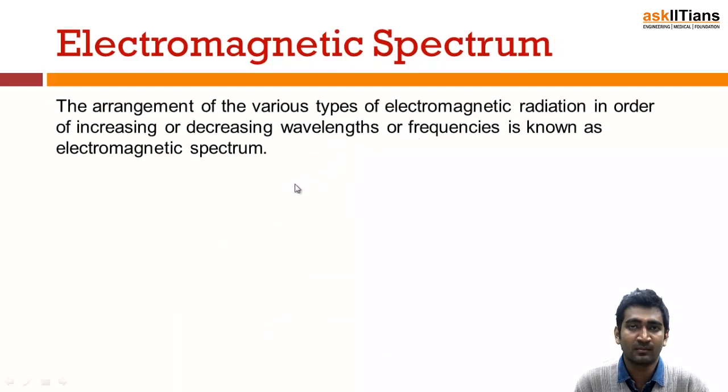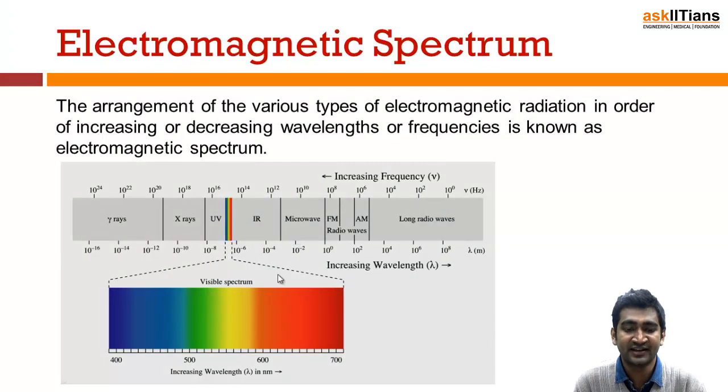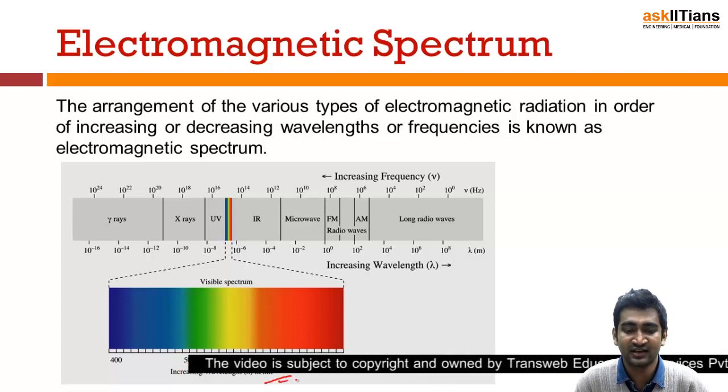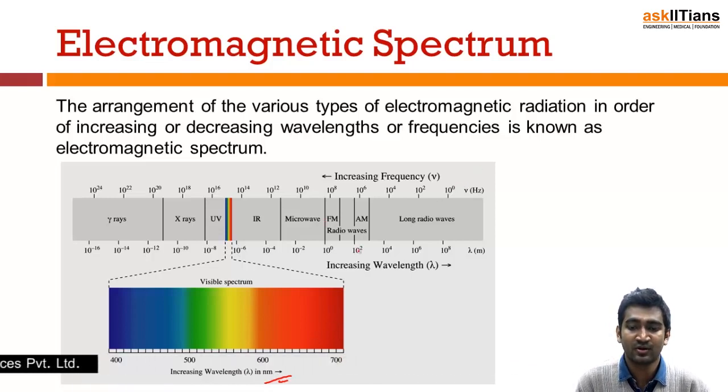So by spectrum, what do we mean? The electromagnetic spectrum is the order of increasing wavelength or frequency, or decreasing wavelength or frequency. This is of visible light, so that's why it is known as the visible spectrum, the visible spectrum of natural light. Now, this is at increasing wavelength, which means decreasing frequency, because wavelength lambda and frequency are inversely proportional.